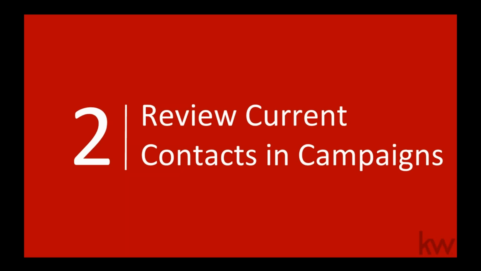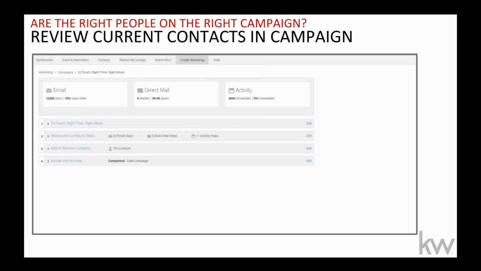All right, let's look at now number 2, review the current contacts in the campaign. So now your 33 touches are over, okay, it's completed. We have to determine if those that are in our campaigns can be moved to another campaign, or are they going to stay in this campaign and we're just going to use new designs? In other words, the campaigns have a lot of the same message. They're not going to have the same exact pieces, but the message is going to be the same.